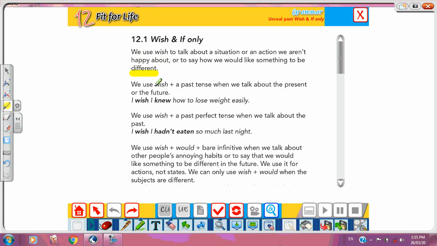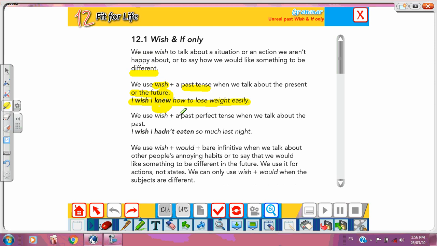We use wish plus the past simple when we talk about the present or the future. For example, I wish I knew how to lose weight easily. Here I'm talking about now, but I used the past tense. But what is the situation? The situation is that I don't know how to lose weight easily. So if I'm talking about a situation in the present or in the future, I use wish or if only plus the past simple.